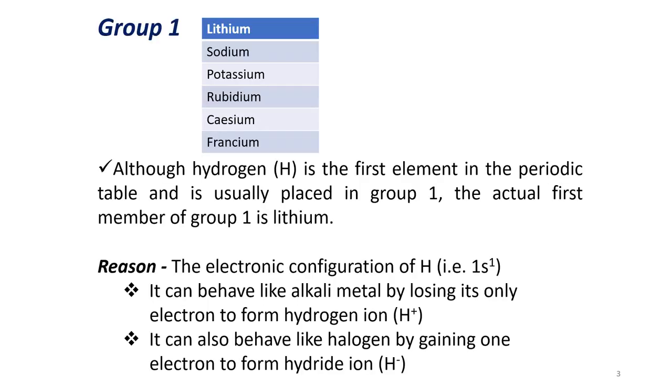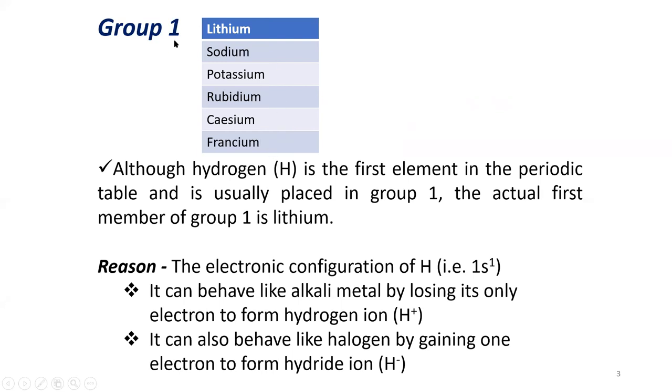So we start with S block elements. We are going to look at group one and group two, but today we are going to start with group one. For our group one, we have lithium, sodium, potassium, rubidium, cesium, and francium. So these are our group one elements.